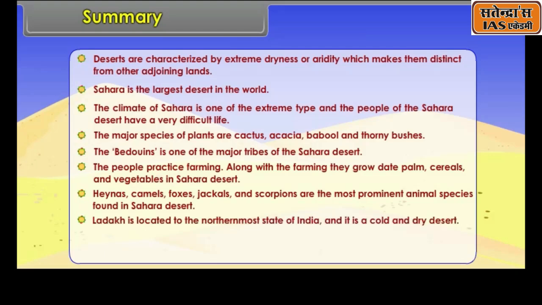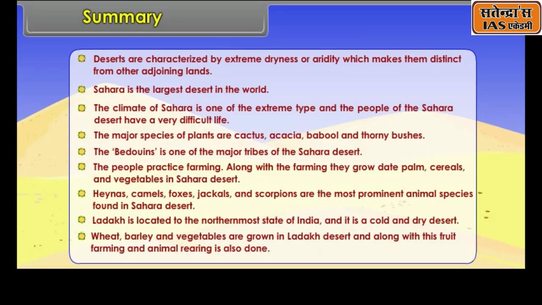Ladakh is located in the northernmost state of India, and it is a cold and dry desert. Wheat, barley and vegetables are grown in Ladakh Desert, and along with this, fruit farming and animal rearing is also done.